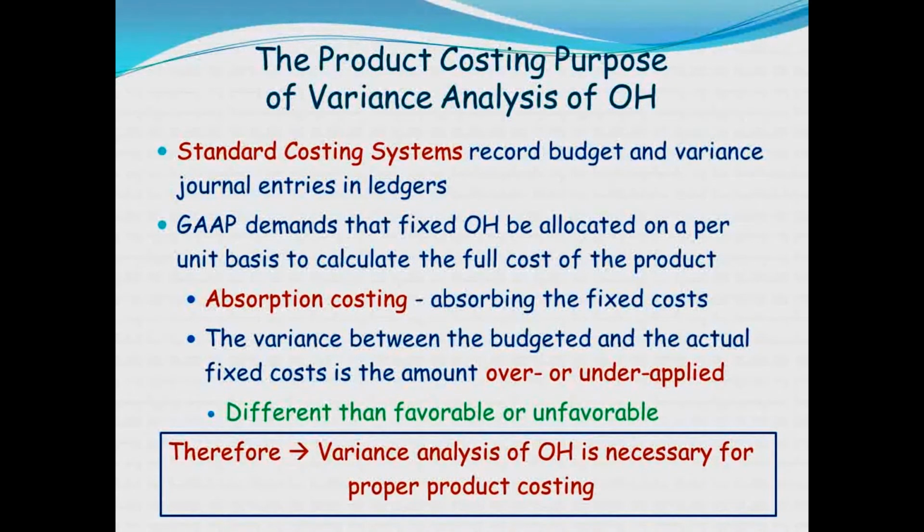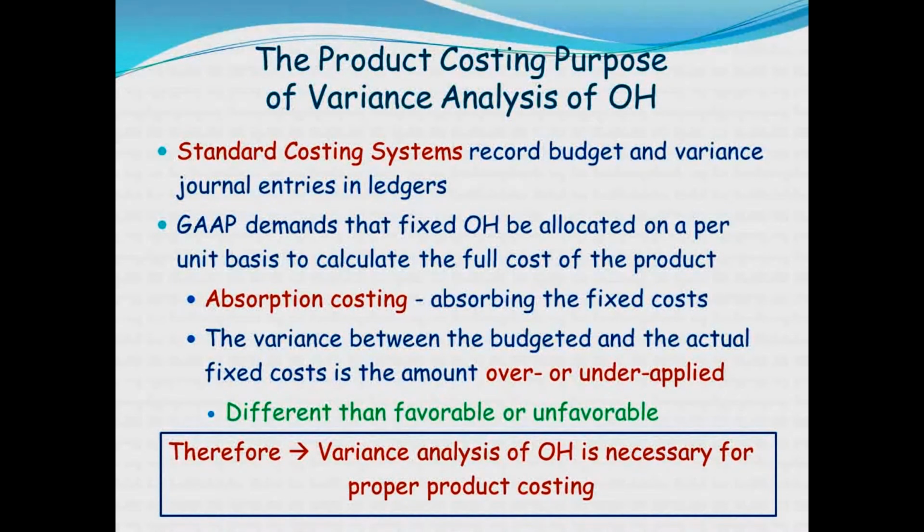We use a slightly different term here. We don't use favorable and unfavorable, we use over or under applied. So you over apply your fixed costs if your standards prove to be higher than your actuals. So you estimated your fixed costs to be higher than your actual, and so you've been allocating that to each of your units more than you should have. You over-applied it, and you need to fix that.